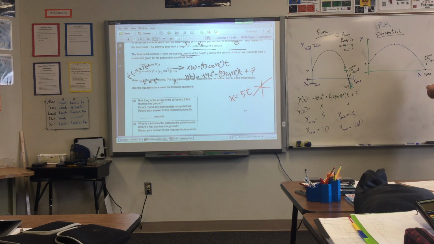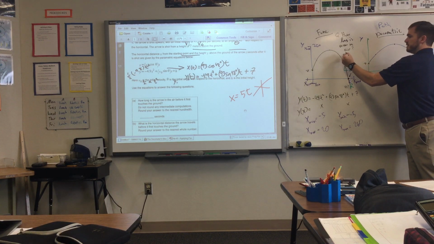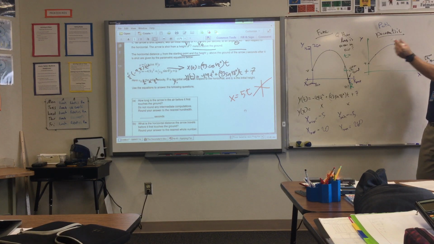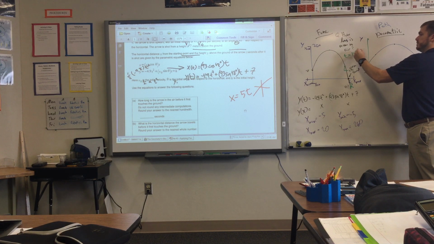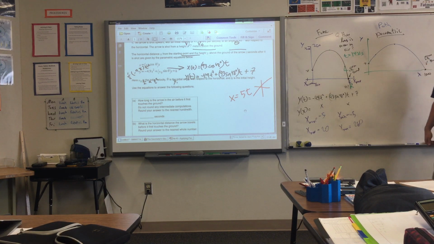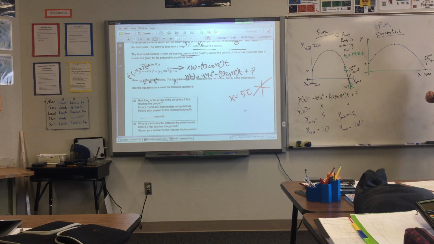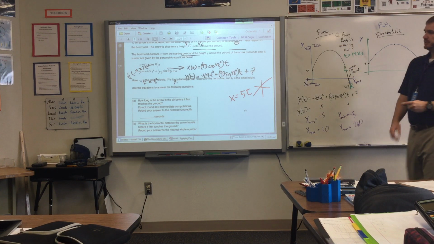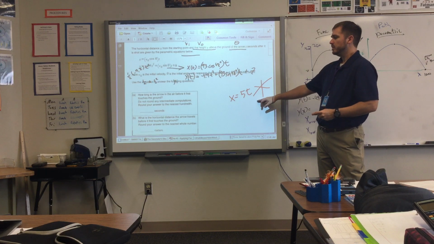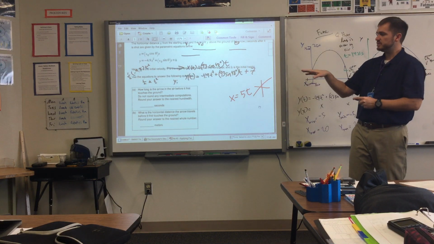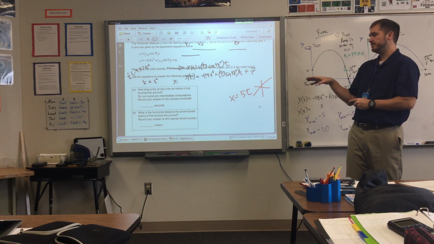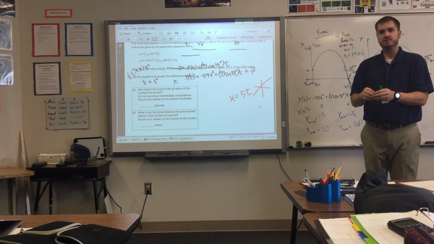Okay, so, how long is the arrow there? We found out that it equals, what was that number, class? T equals 14.21 seconds. That's how long it is in the air, okay? Now, I'll see if anybody can answer this part B. What is the horizontal distance the arrow travels before it touches the ground?